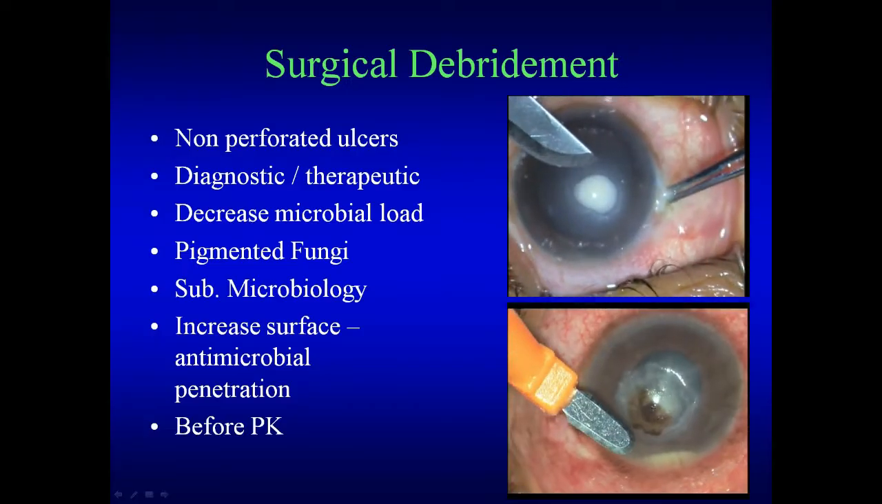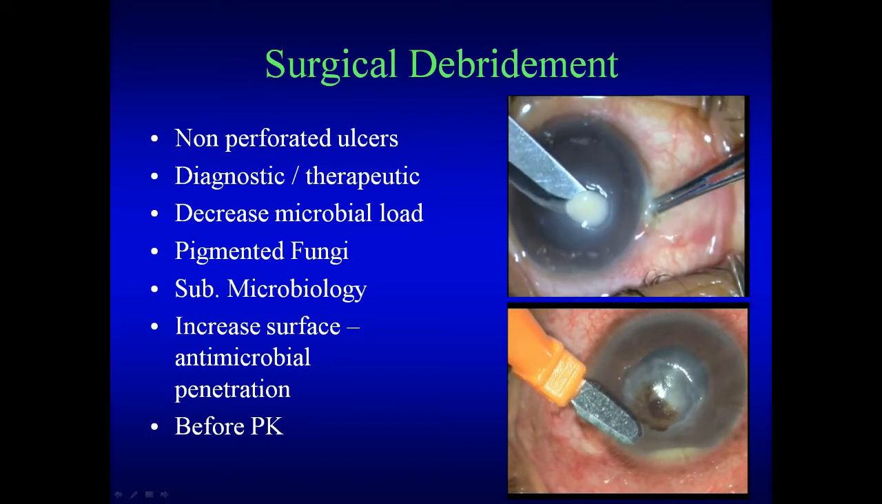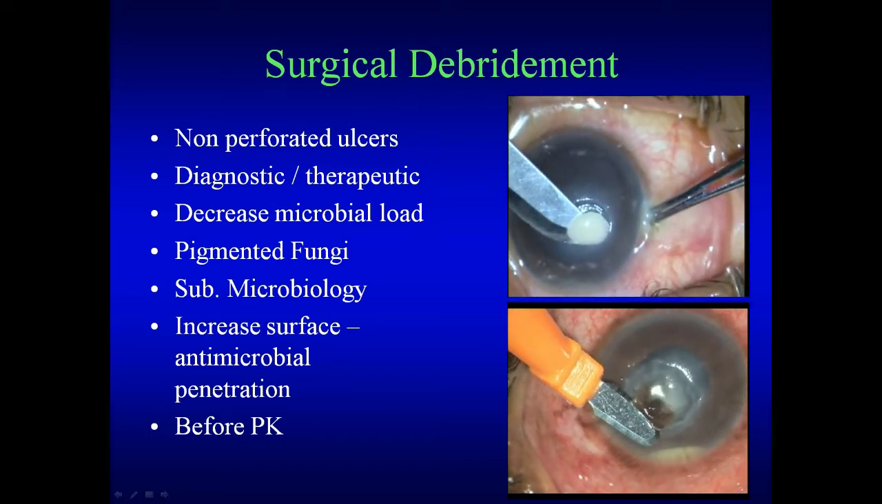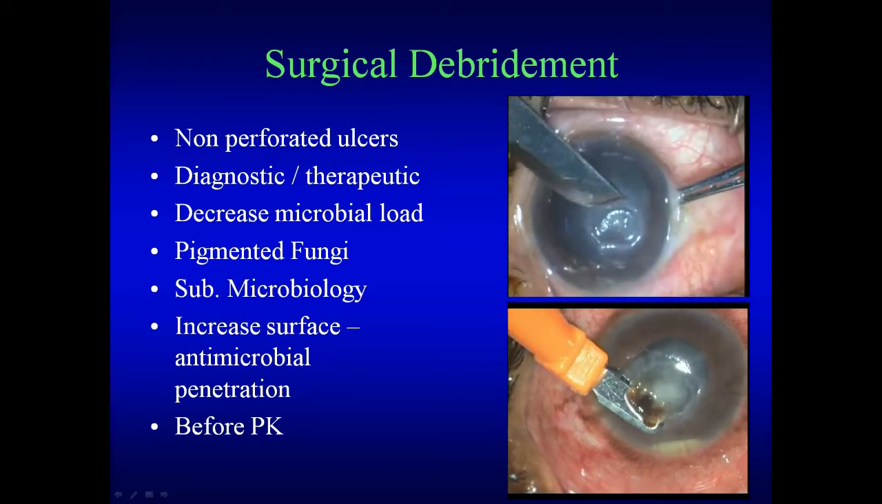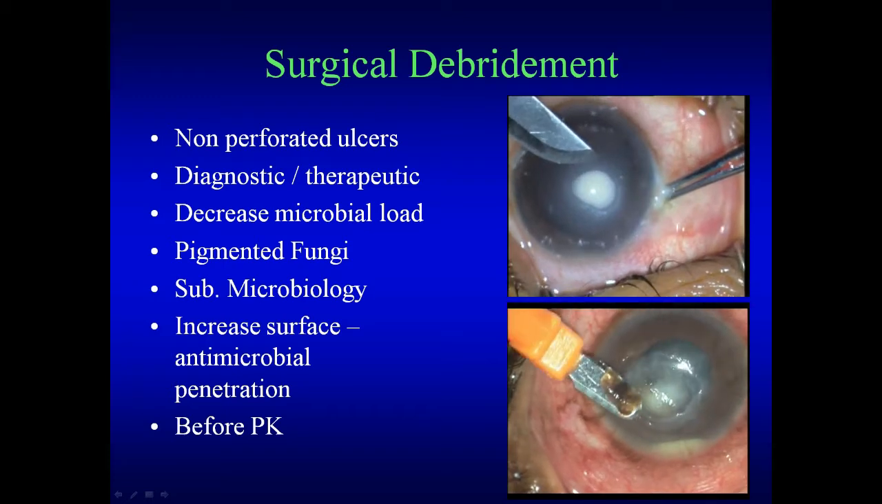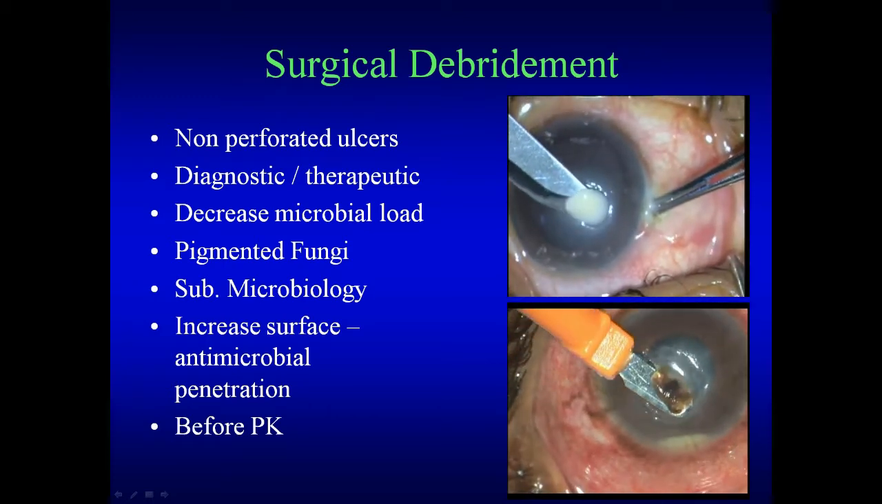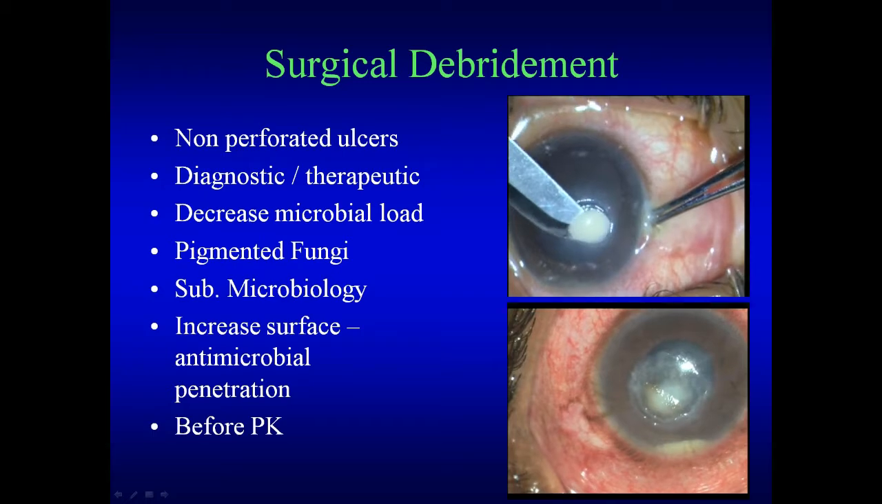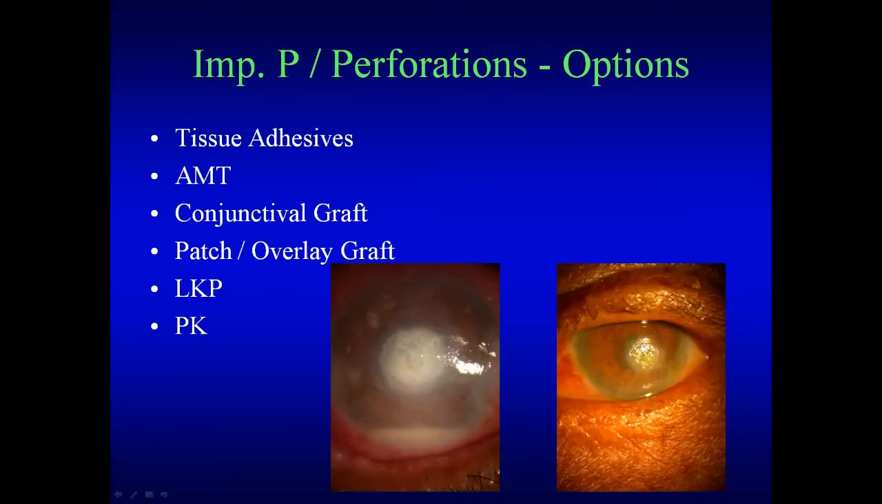Now, surgical debridement is a very useful tool in our armamentarium, especially for non-perforated ulcers. This has both diagnostic as well as therapeutic value, and it's of particular importance in ulcers with pigmented fungi. Tissue adhesives are another very useful tool in our toolkit, and these can be used for either impending perforations or even for very small, maybe sub 2 mm perforations.